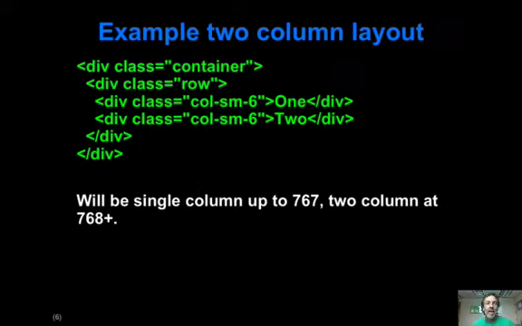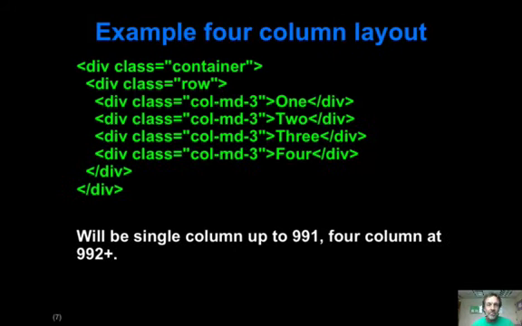Okay, so here's an example 2-column layout. We're using the small column selector, which means it's going to be single column up to 767 pixels, and then starting at basically tablet size and above, we're going to get our 2-column layout.